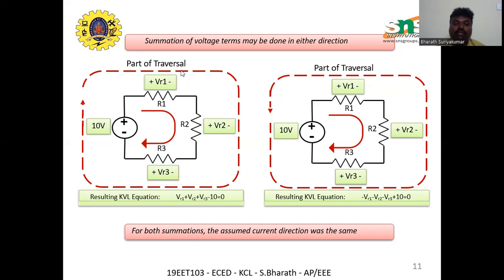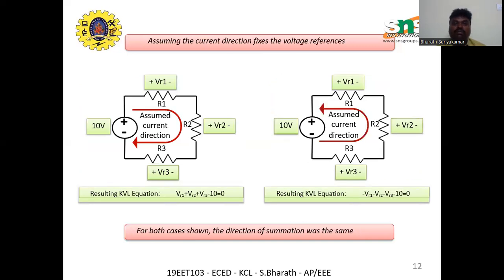See the first loop and the second loop. Both are in the opposite direction, so the equation becomes different. If the current direction is from positive to negative, the voltage is as you see in the direction. And if it is from negative to positive, you can see the direction. So the signs change with respect to plus and minus. For both summations, the assumed current direction is always the same. There is no change in the assumed current direction. So assuming the current direction fixes the voltage references.